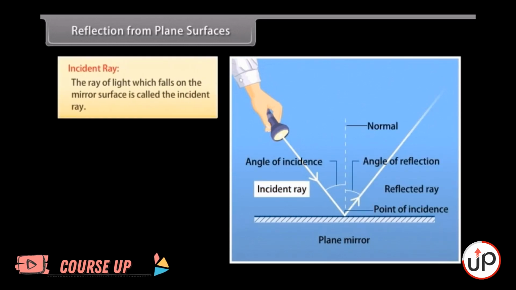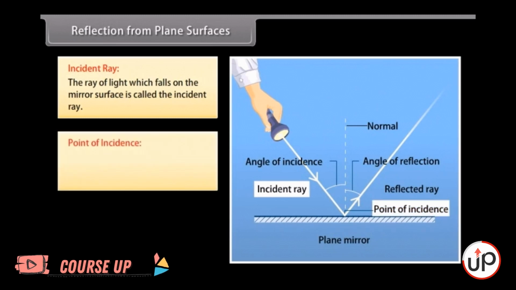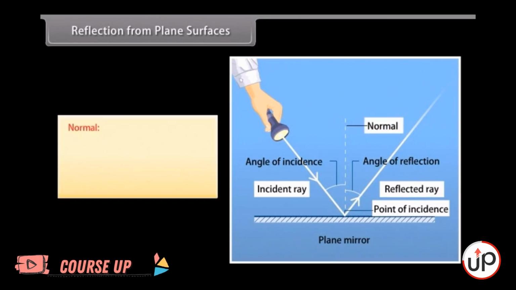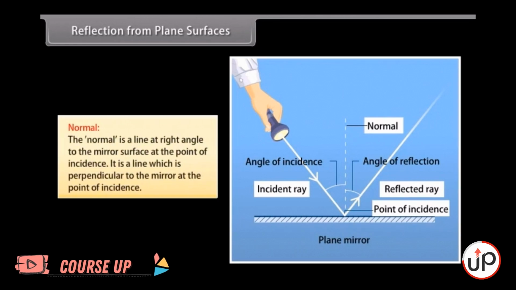Incident ray. The ray of light which falls on the mirror surface is called the incident ray. Point of incidence. The point at which the incident ray falls on the mirror is called the point of incidence. Reflected ray. The ray of light which is sent back by the mirror is called the reflected ray. Normal. The normal is a line at right angle to the mirror surface at the point of incidence. It is a line which is perpendicular to the mirror at the point of incidence.